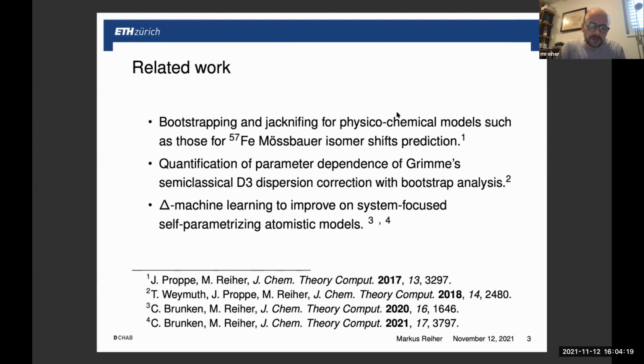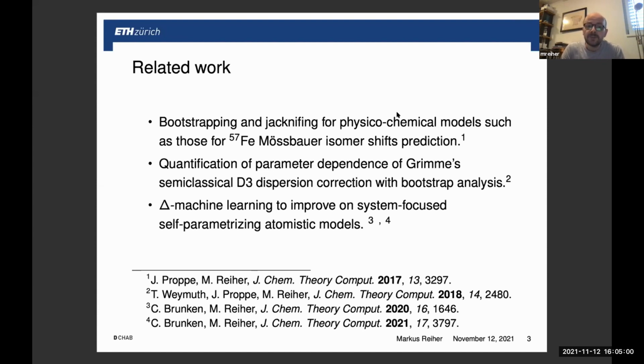Before I switch to the machine learning examples that I want to discuss with you, I'd like to point out that before we switched to machine learning, we have done other work where we extracted uncertainty information based on standard statistical means such as bootstrapping and jackknifing, where we evaluate the reference data sets that are available. For instance, for physical chemical models in general, an example that we studied was the models that are used to predict Mössbauer isomer shifts, but also for D3 dispersion corrections.